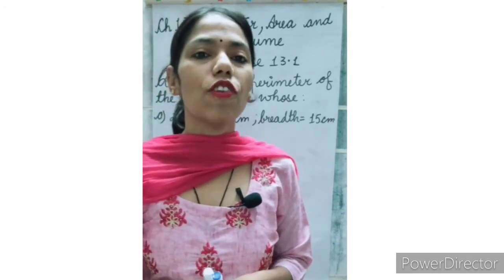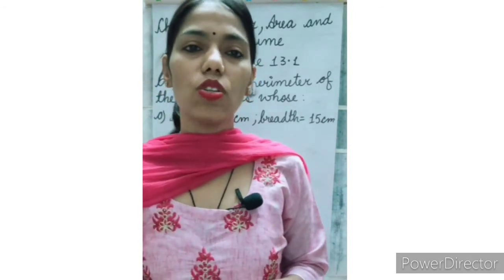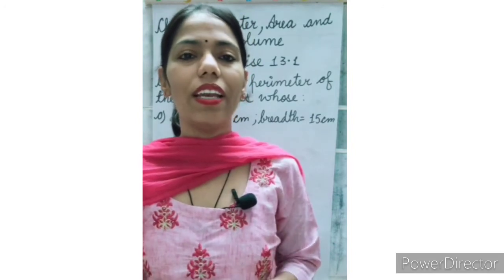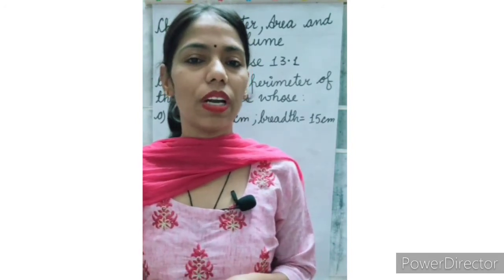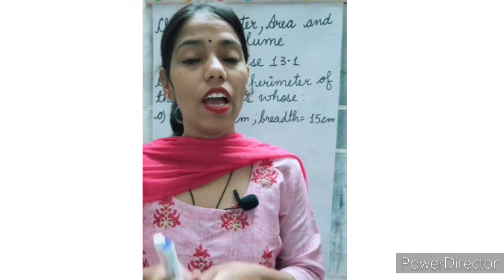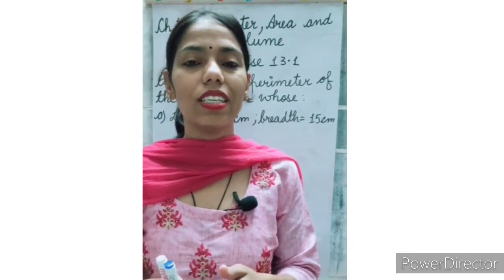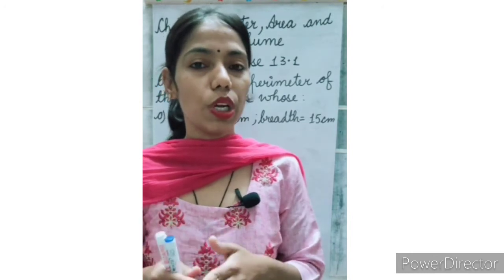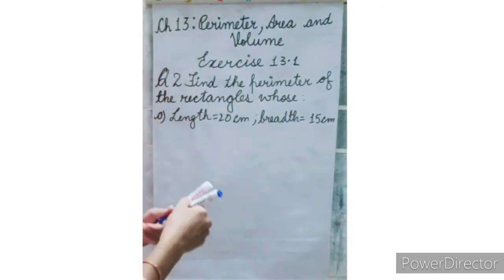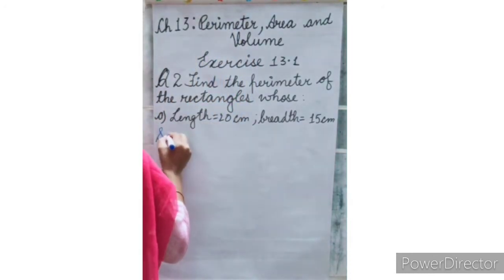Let's start question number 2. Question number 2 is: find the perimeter of the rectangles whose part A is length equals 20 centimeter, breadth equals 15 centimeter. And we know the formula for finding the perimeter of a rectangle, that is perimeter equals 2 into (L plus B). So here we will apply the formula.